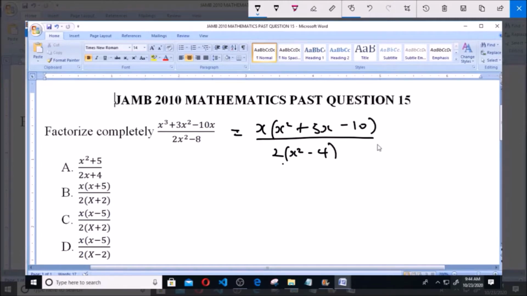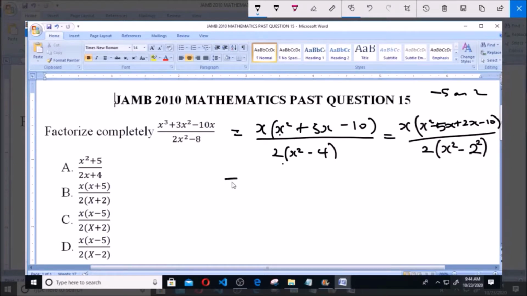Now we can also say that this is equal to, now let's factorize what? This part. Now this is a quadratic equation, that is from here to here is a quadratic equation. Now factorizing this, we have that what? We look for two numbers that when added together will give us plus 3, and when multiplied will give us minus 10, and those two numbers are minus 5 and 2. So we can now say x squared minus 5x plus 2x minus 10 all over 2 into x squared minus 2 raised to the power of what? 2.